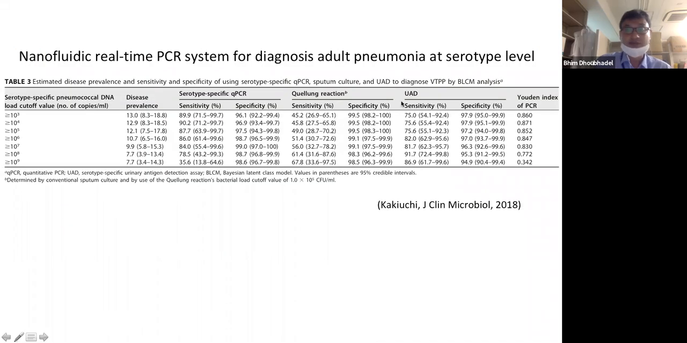And Dr. Kakiuchi compared with the urine antigen test and the culture method, and he compared different cutoff values with the pneumococcal load. At 10⁴, the Youden index was the highest, 0.87, and sensitivity was 90% and specificity was 96%. And this is by this Bayesian model, to diagnose the vaccine type pneumococcal pneumonia only. This is for vaccine type.